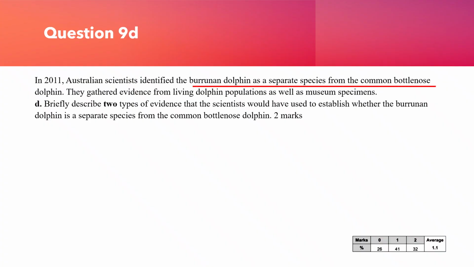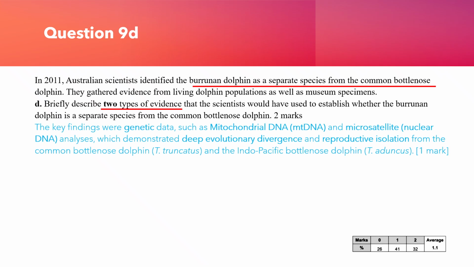The Australian scientists who identified the Burrunan dolphin, Tursiops australis, as a separate species in 2011 relied on multiple lines of evidence, including analyses from both living populations and museum specimens. The key findings were genetic data, such as mitochondrial DNA, mtDNA, and microsatellite, nuclear DNA, analyses, which demonstrated deep evolutionary divergence and reproductive isolation from the common bottlenose dolphin, T.